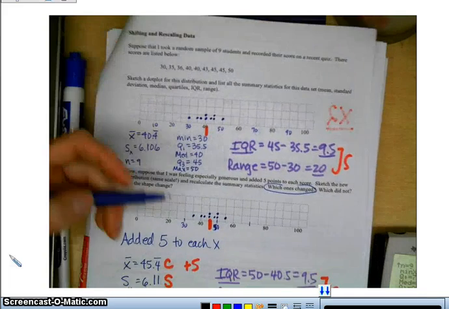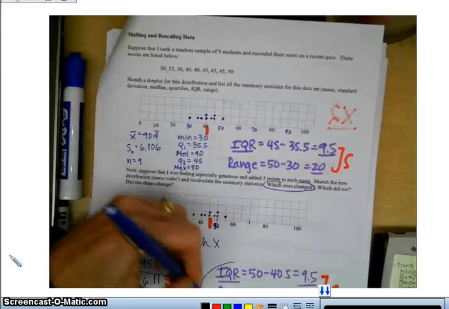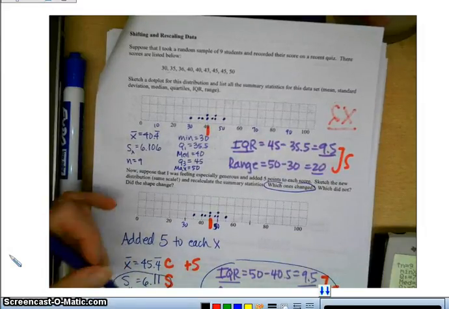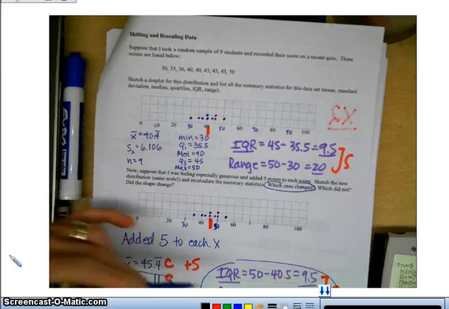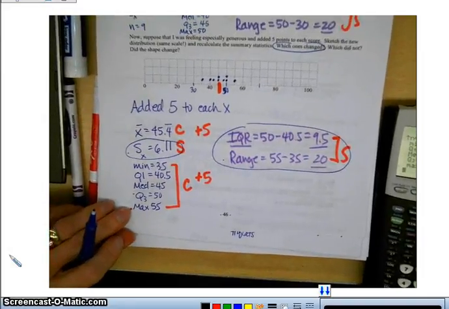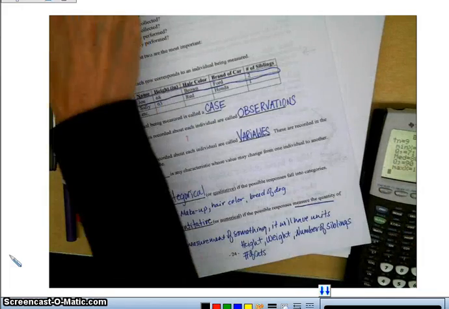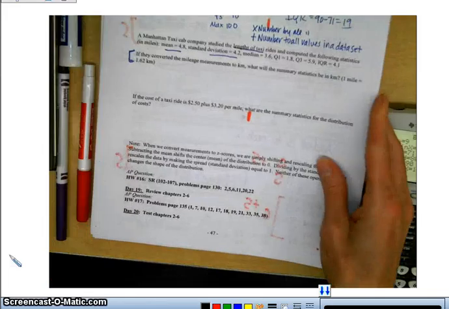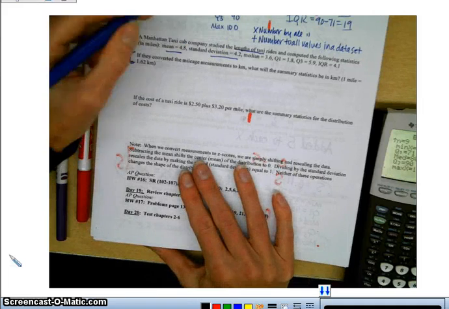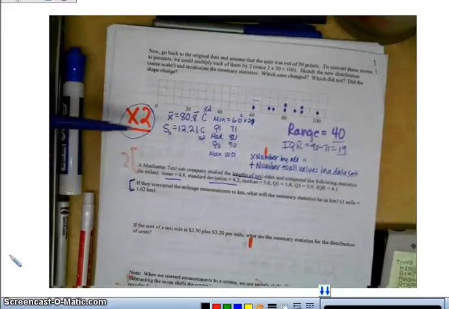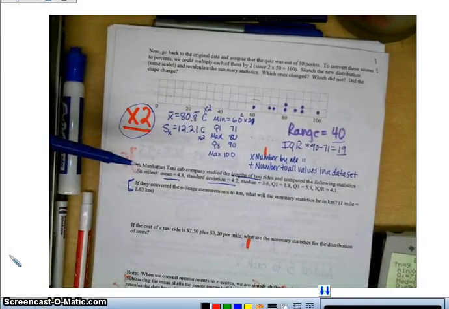So let's just review. When I added numbers, the only things that stayed the same were the standard deviation, the IQR, and range. The main measures of spread stay the same. Every other value of the summary statistics increases by whatever amount you added. If I multiply, or divide, by a value, every single thing in the data set gets multiplied or divided by that number. Everything got multiplied by 2 here, every single value.